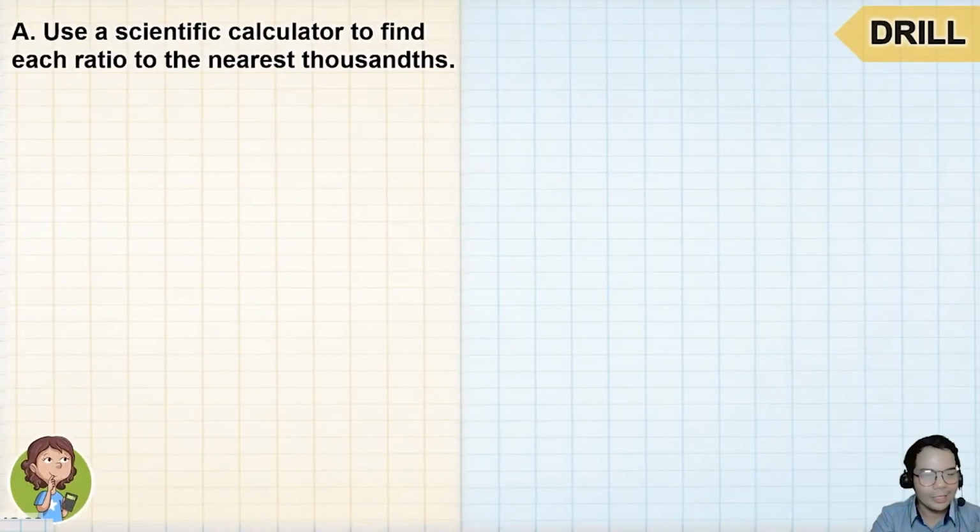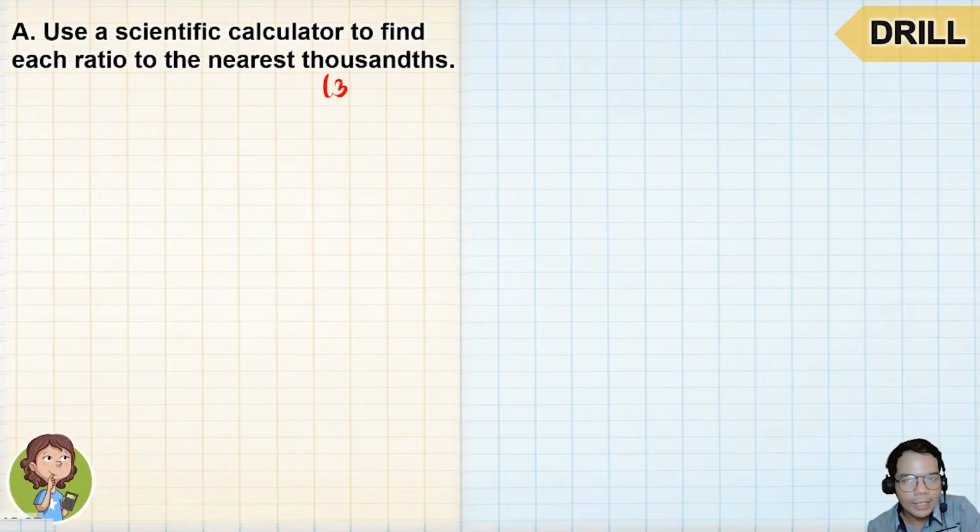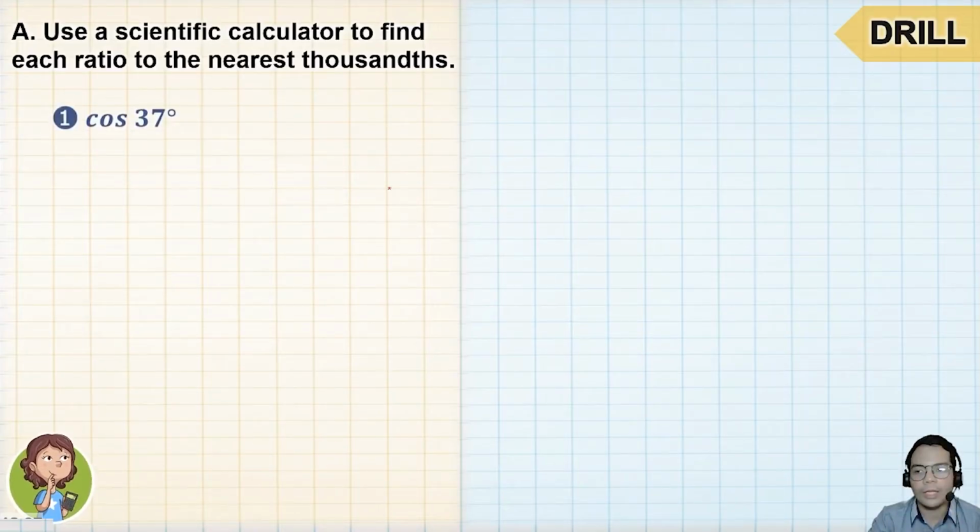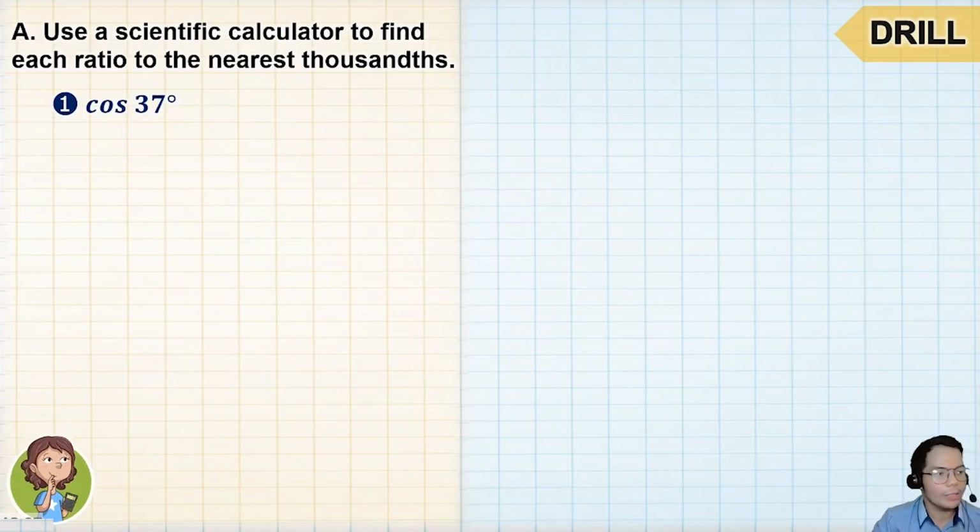So as we start, let's recall our lesson previously about the use of the scientific calculator. Using our scientific calculator, we are to find each ratio to the nearest thousandth. That means we have to round it off to three decimal places. Let's practice to see if our calculators give the same results before we start solving.